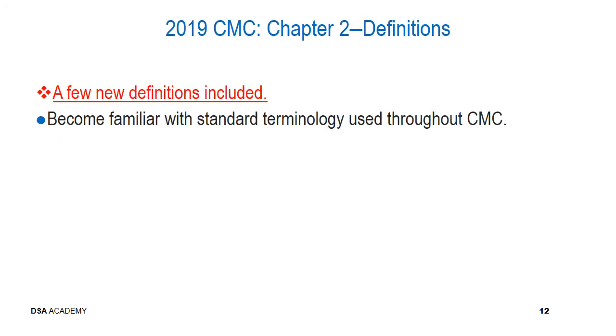Chapter 2 of the California Mechanical Code is set aside specifically for definitions, and there are a variety of definitions included in Chapter 2. There are a few new definitions, and it is certainly advisable that the project inspector always review the definitions section in any new code cycle just to become aware of any of the changes and to also stay up on the current terminology which is used pertaining to mechanical systems and mechanical construction.